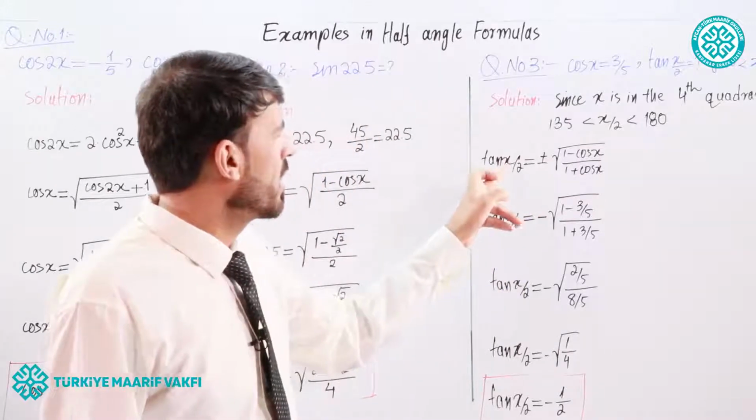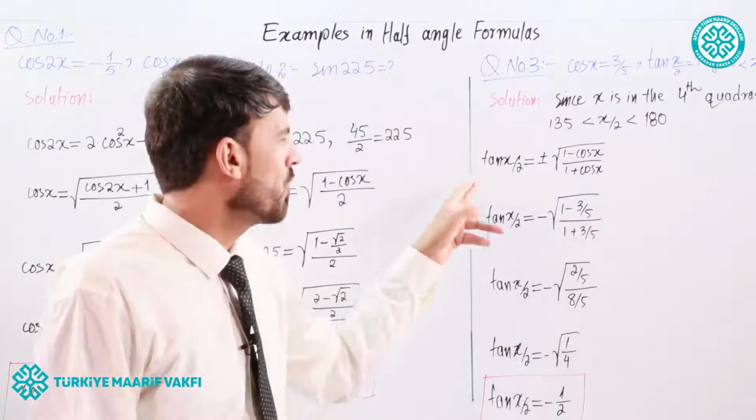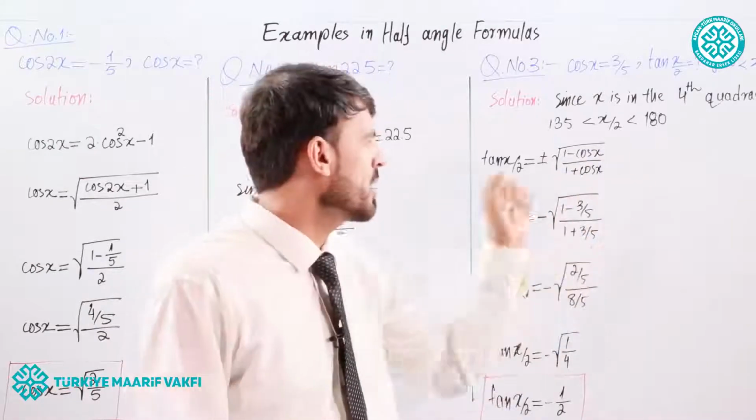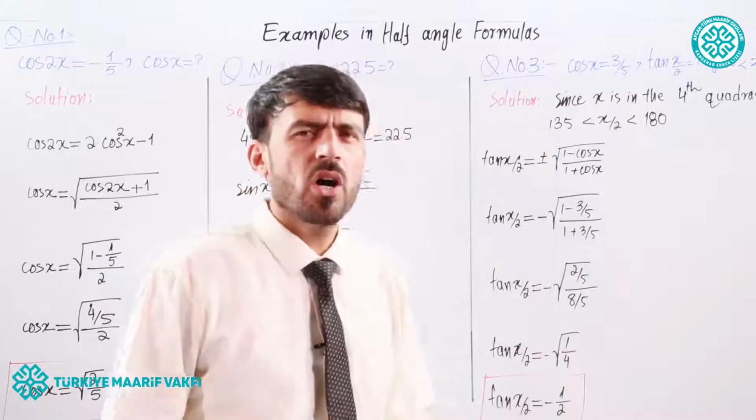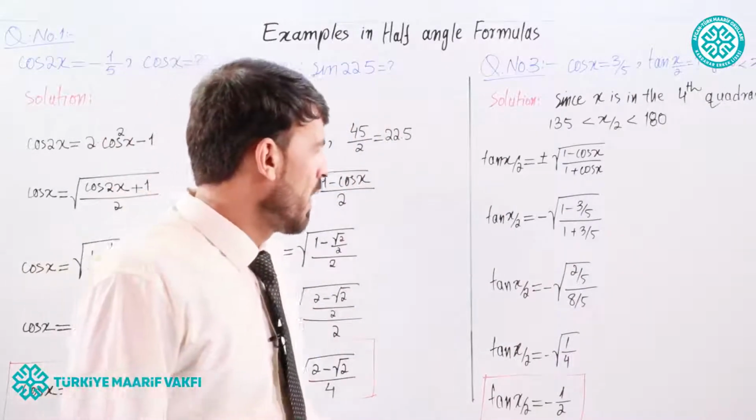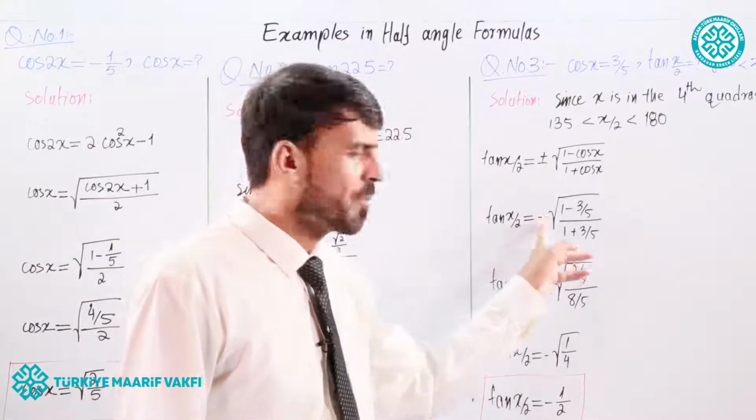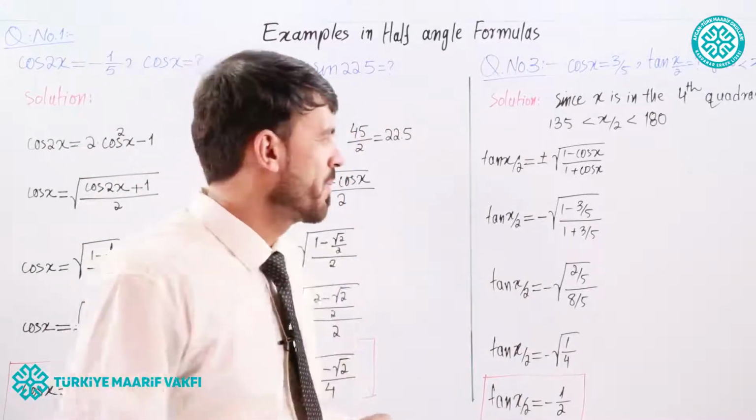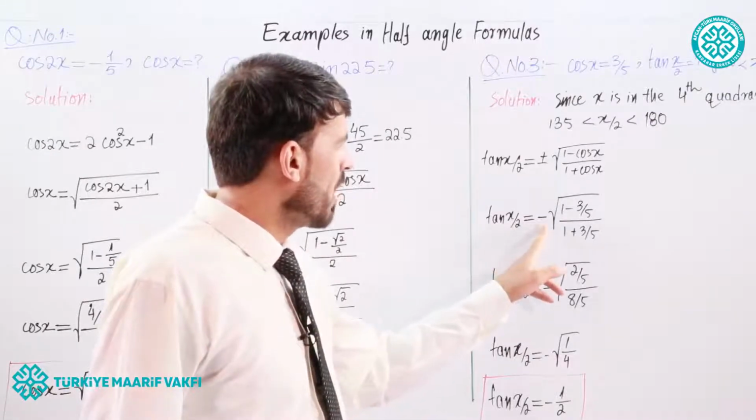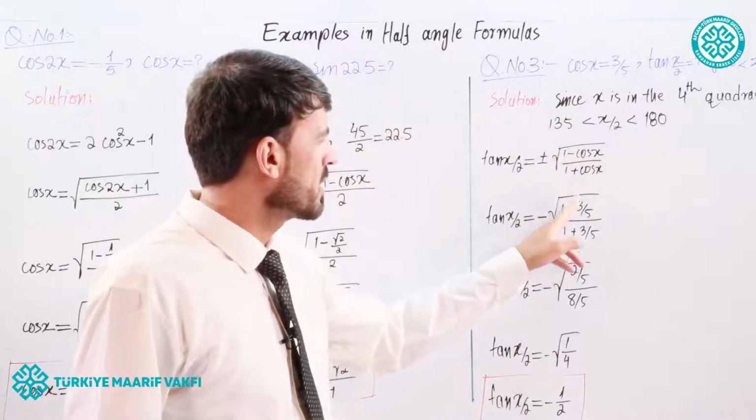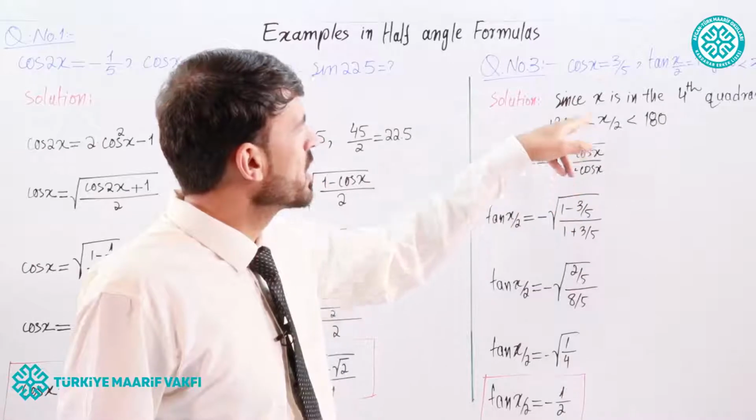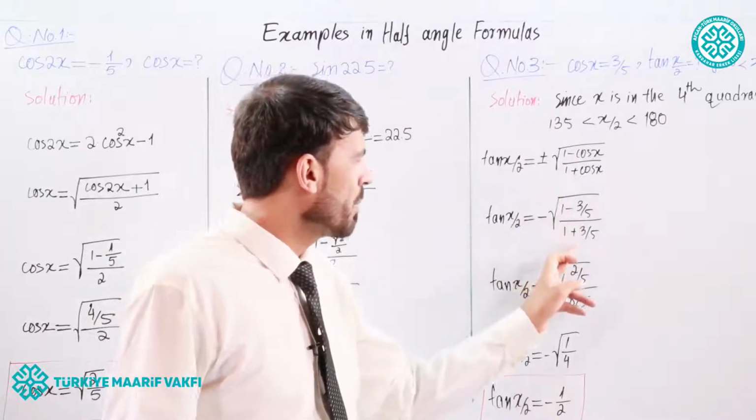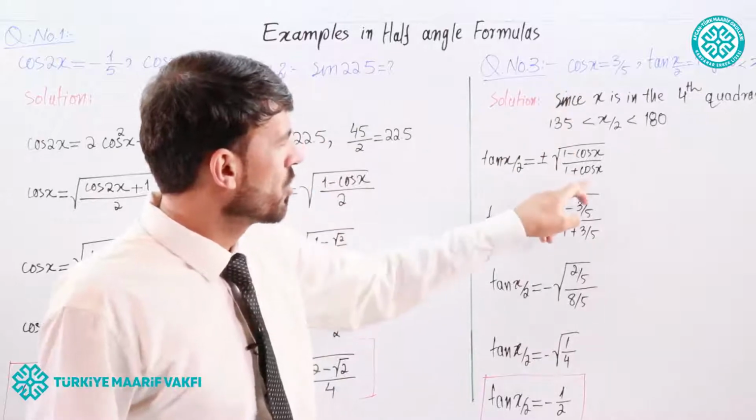Also, the formula for half of an angle for tangent function, tangent x over 2, is plus minus square root of 1 minus cosine x over 1 plus cosine x. Plus minus is because of the square root. So here we choose the minus because tangent function is negative in the second quadrant. So tangent x over 2 is equal to minus square root of 1 minus 3 over 5, instead of cosine x, because cosine x is equal to 3 over 5, over 1 plus 3 over 5 instead of cosine x.